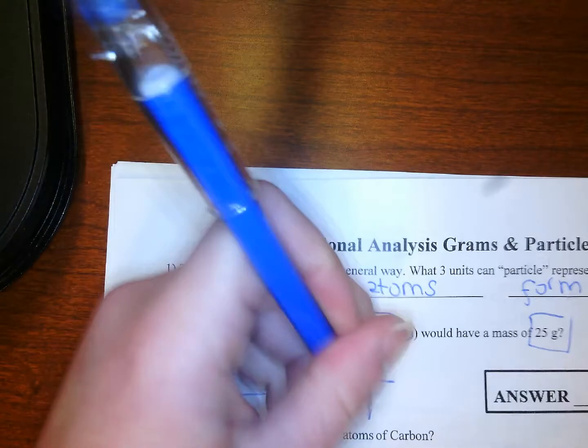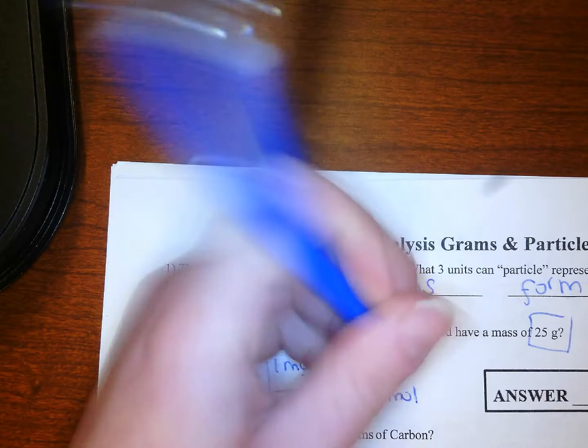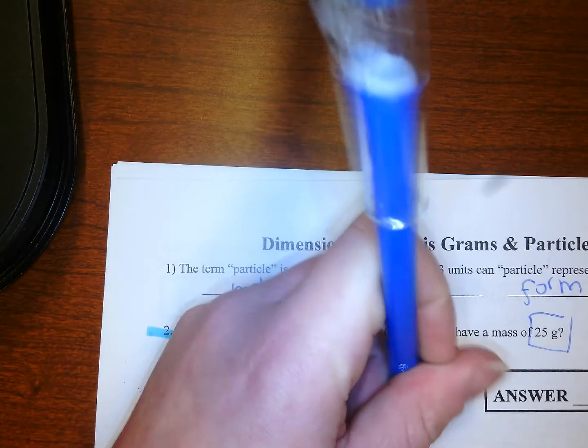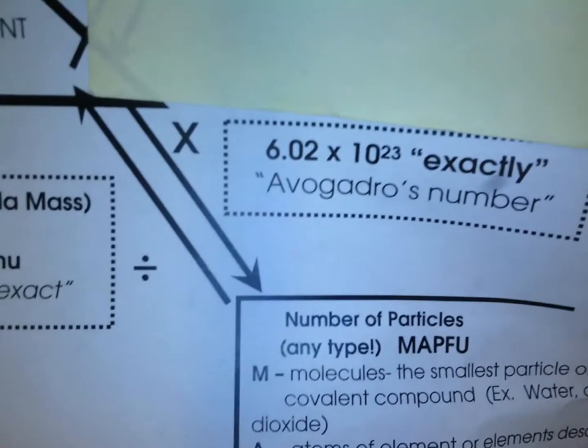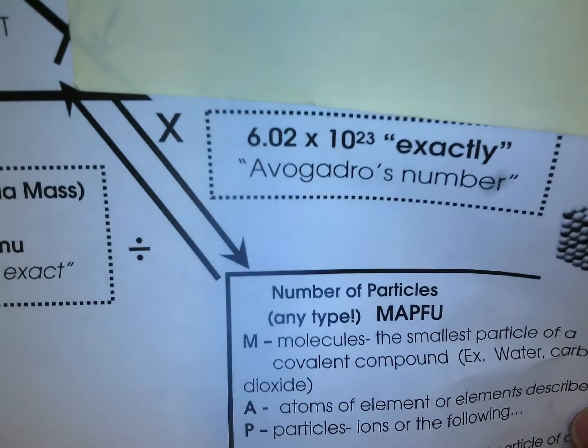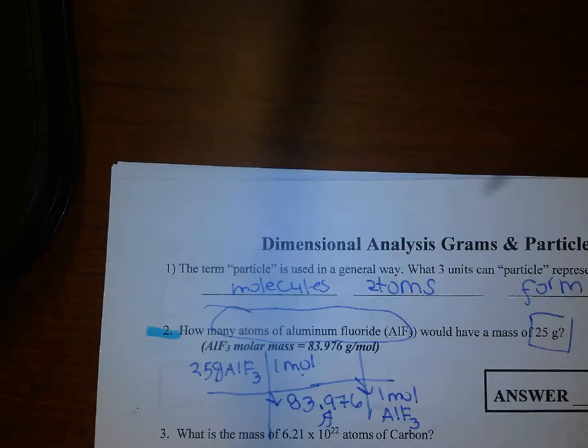Okay, one more step. Just go down mole, and 1 mole of AlF3. I know that 1 mole of anything is equal to Avogadro's number. Okay, 1 mole of anything is always equal to 6.02 times 10 to the 23rd.